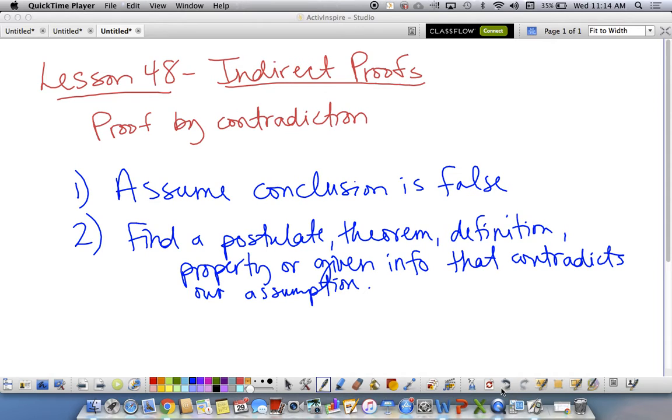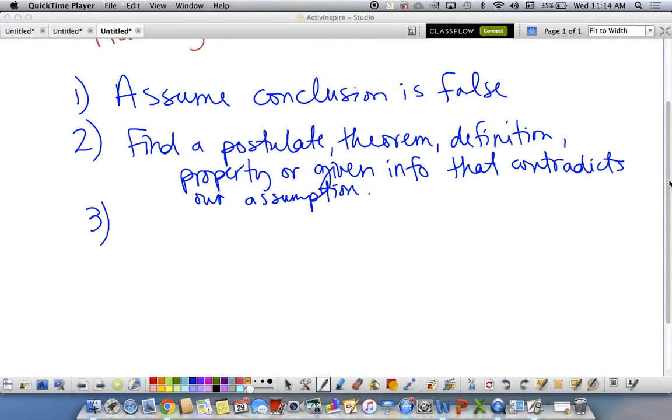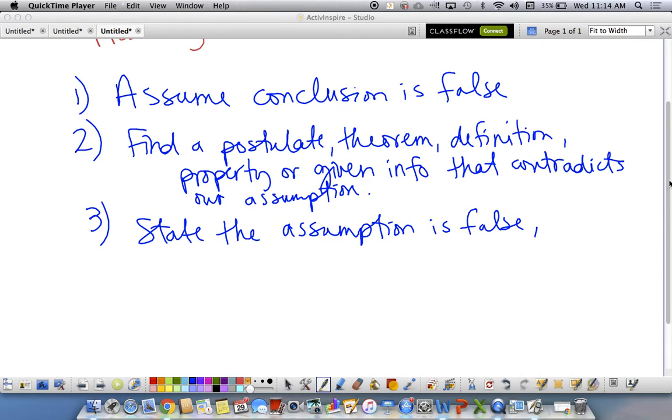All right, what was our third step? So we're going to actually make a statement. We're going to state the assumption has to be true. The assumption is false. The false statement is false. So what happens? So what we want to prove, that conclusion must be true.